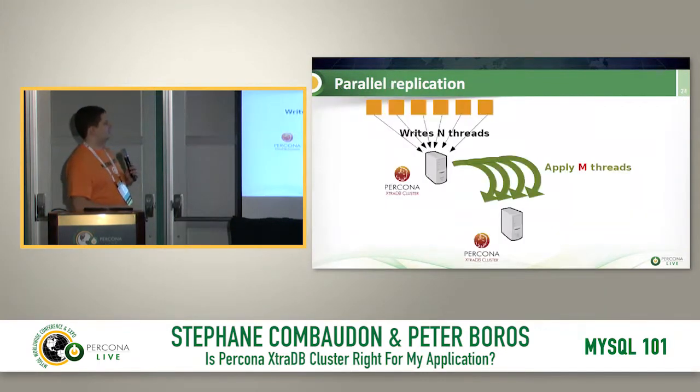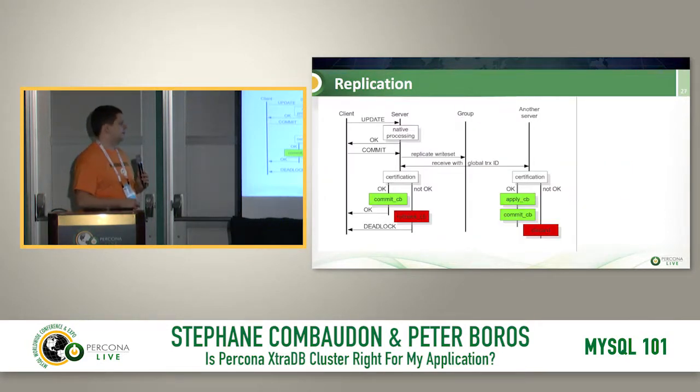And this is why parallel replication is possible, by the way. We can have M threads replicating here because we know that these are not conflicting. And we know that these are not conflicting because of the certification process. If it's okay, then the user will receive back an acknowledgement. Otherwise, it will receive the deadlock error. On the remote side, if it's okay, it will commit it.